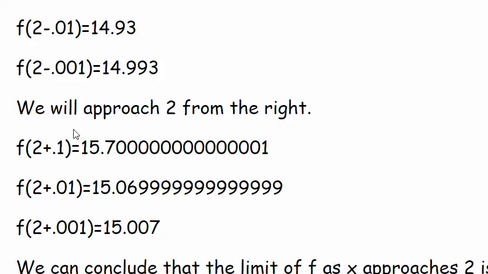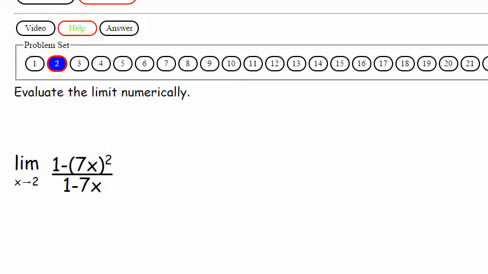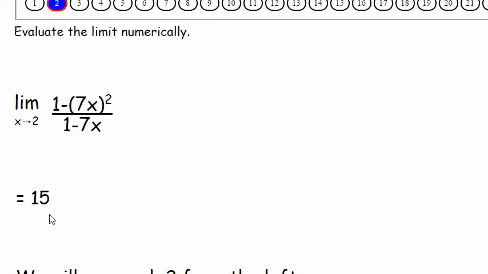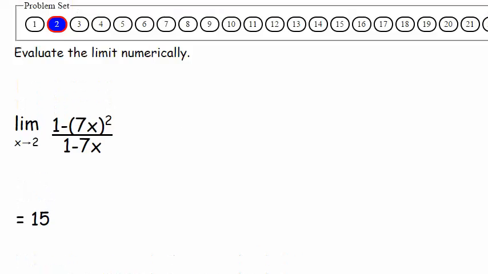Then of course if we come in from the right hand side, as you can see, this number's getting closer to 15, and this number's getting closer to 15. Therefore we can conclude that this limit is probably going to end up being 15, and of course it is. So that's all there is to evaluating the limit numerically, and that's all that the limit is about at this point in your math career that you need to be thinking about. There's nothing to it, easy to do.